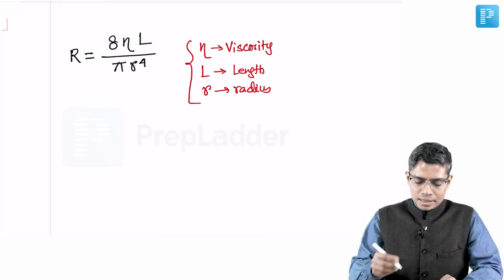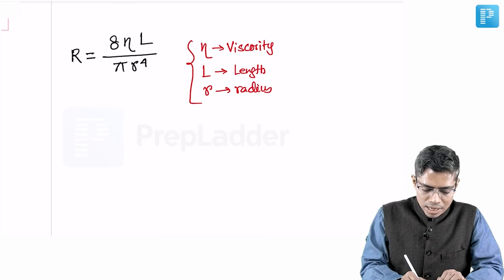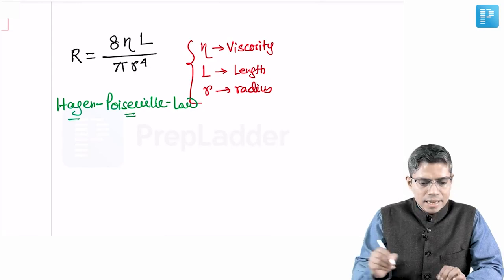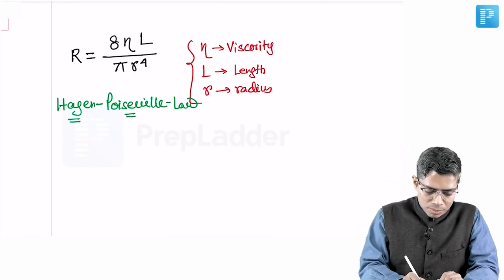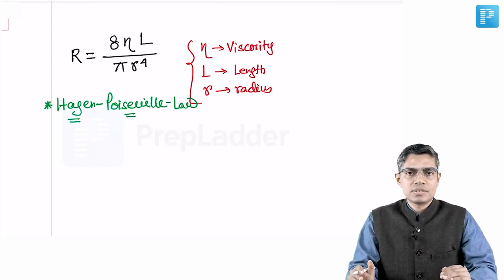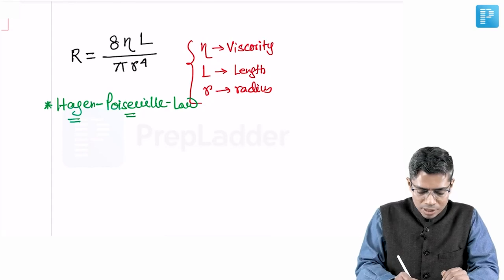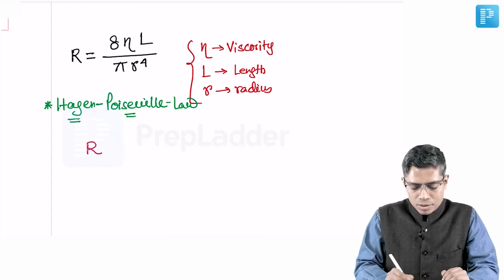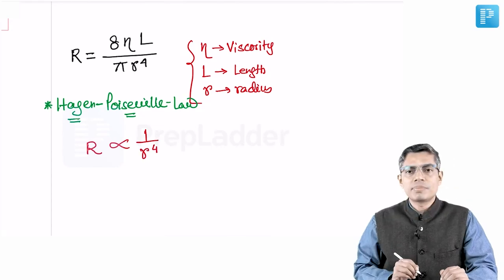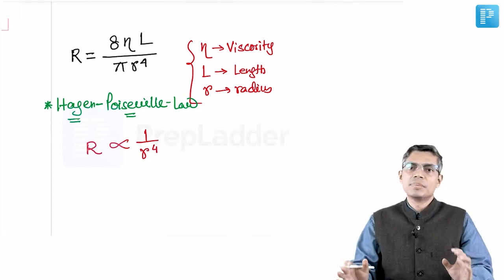This formula is known as Hagen-Poiseuille's law, or Poiseuille's Hagen formula, right? It was discovered by these two scientists, Hagen and Poiseuille. That's why it is known as Hagen-Poiseuille's law or formula. So based on this law, I can easily understand that the resistance of a vessel is inversely proportionate to radius to the power 4 if other parameters remain constant.